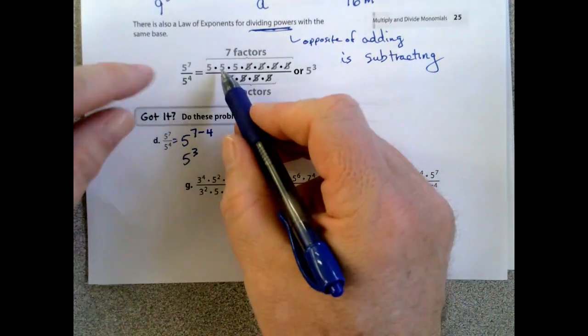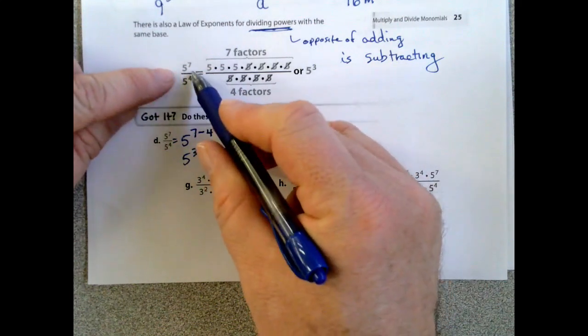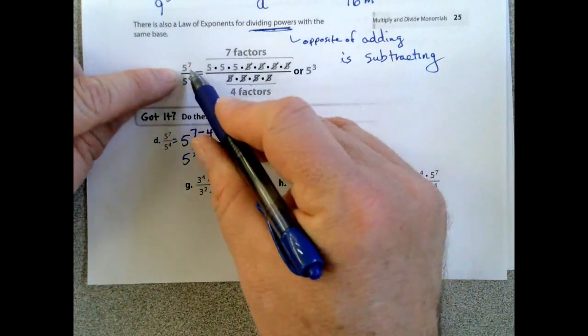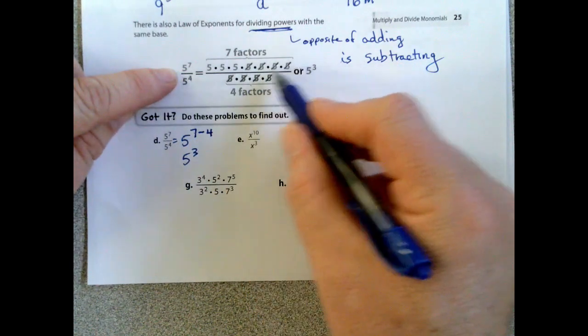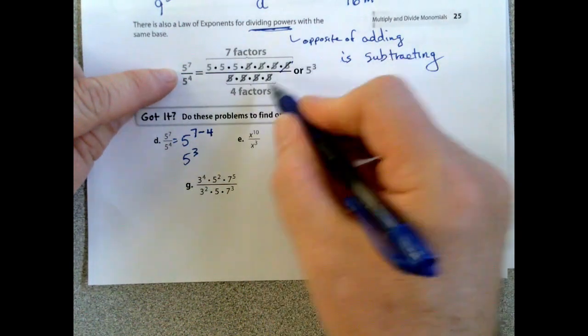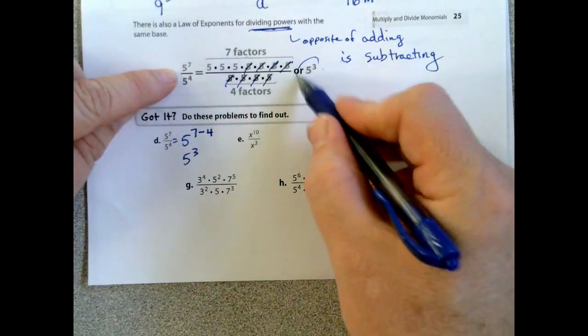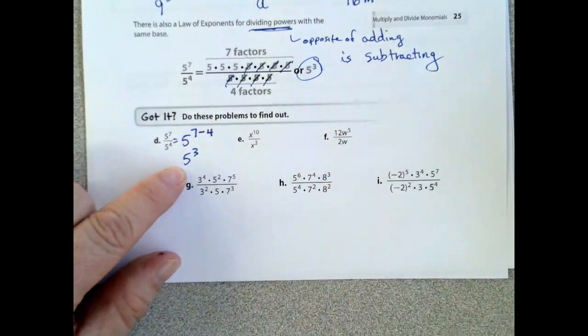And you can see up here, here's an example. This is the same example. It's essentially, you're just cross-canceling. 5 to the 7th is 5 times itself 7 times. And then you just go through and start cross-canceling. What do you end up with? 5 cubed. And that's what we got here.